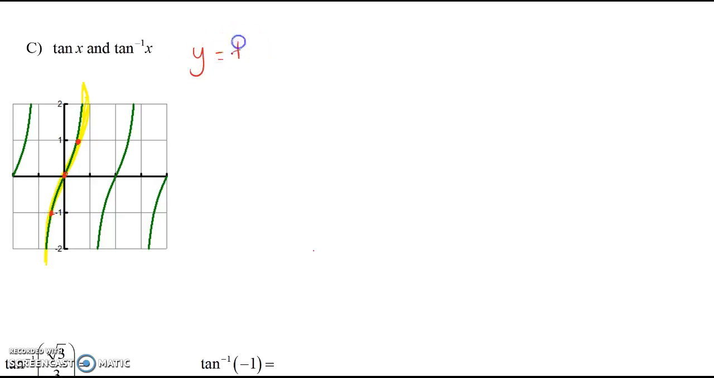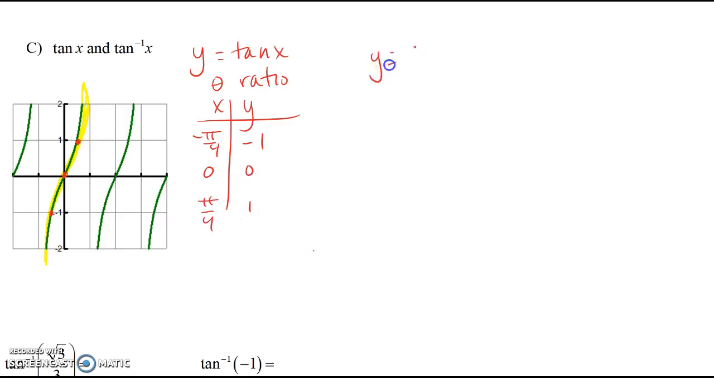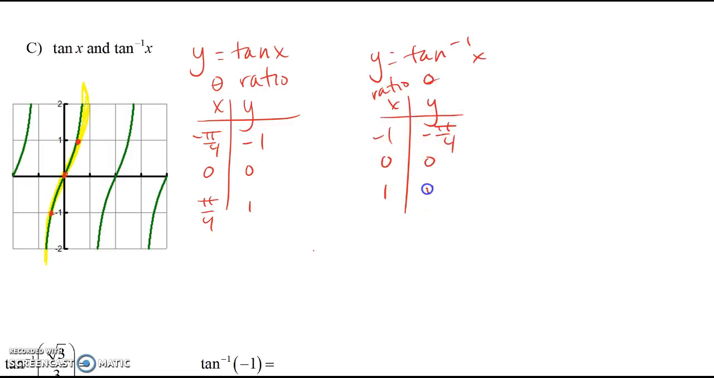If we make a t-chart, y equals tangent x, just like we did with our other two functions, x is an angle and y is a ratio. Those 3 points are negative pi fourths, negative 1; 0, 0; and pi fourths, 1. So when we look at our tangent inverse graph, we can just flip-flop those values. And when we graph this one, just like we saw with sine and cosine, we have the ratio values on our x-axis, and we have the angle values on our y-axis.